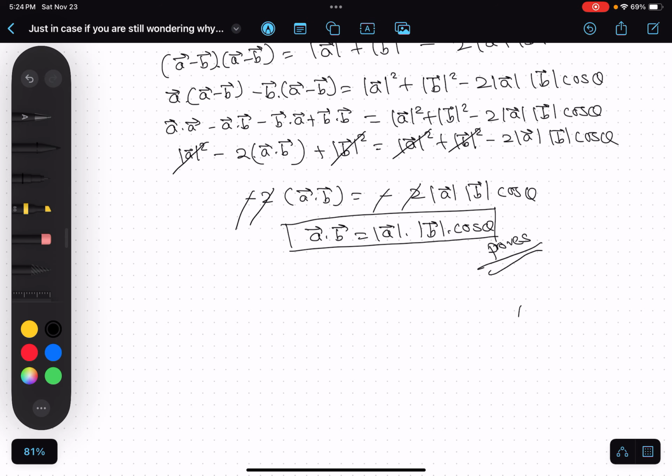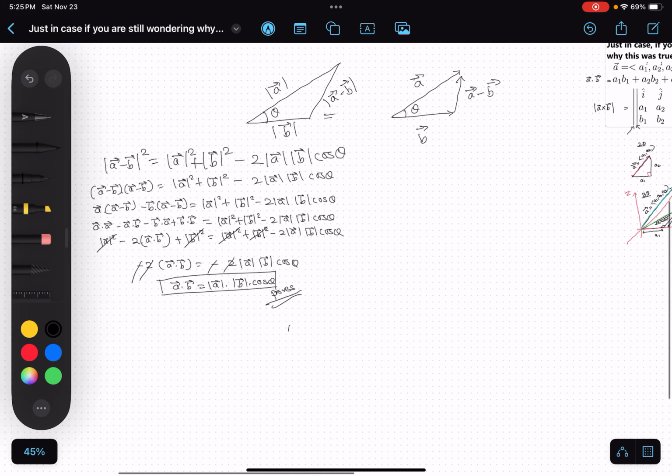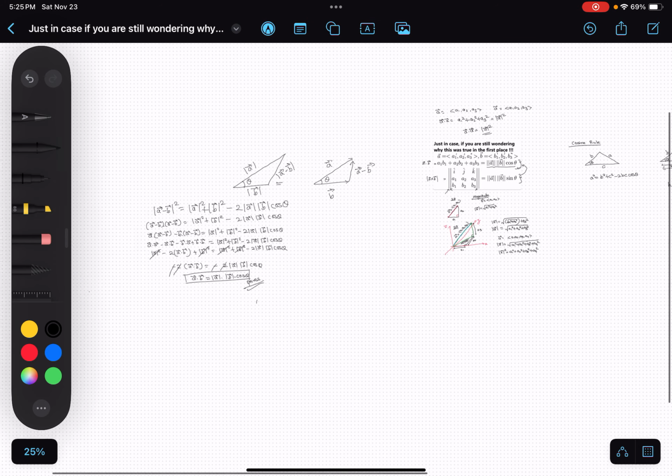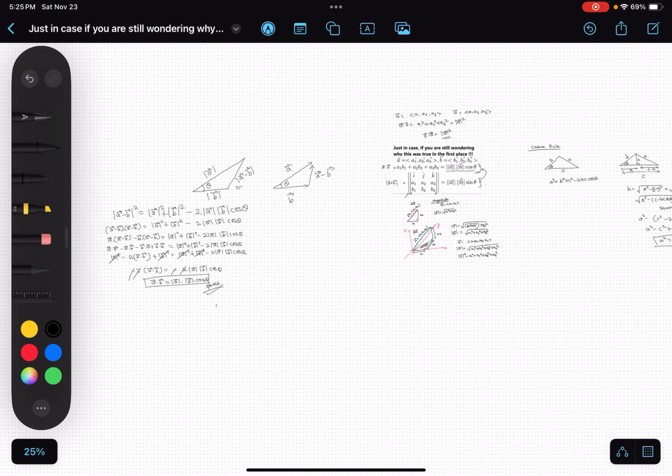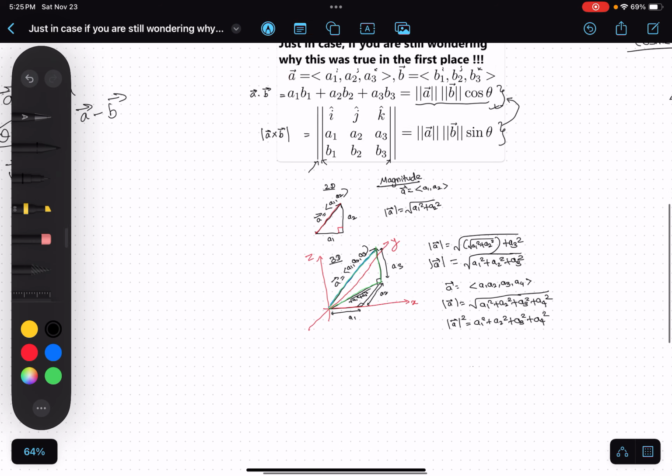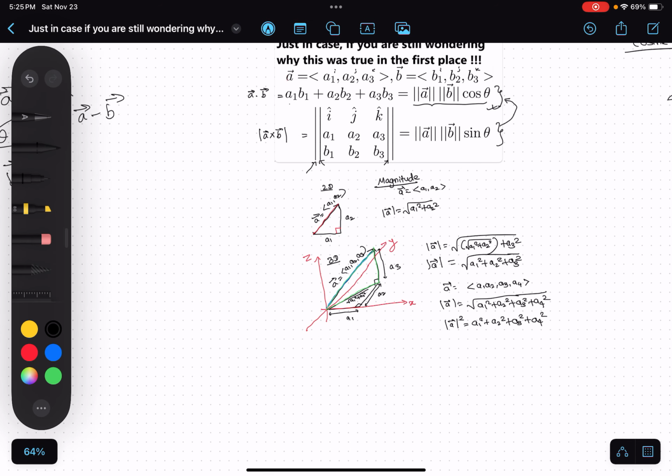Now finally we have proved, using the magnitude formula and the cosine rule, that the dot product is magnitude of a magnitude of b cos theta, right? Now if we have this, the rest will not be too hard. Okay, now let's go to cross product. Just like how dot product is defined this way, and we showed that that's equivalent to the other formula, cross product is defined this way, and we will show that this is equivalent to the other formula.